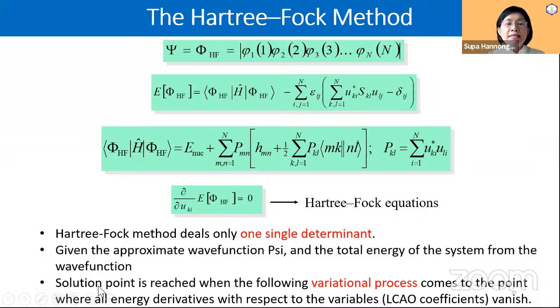But we can get a better and better wave function. This is the solution point that we can consider, yeah, and the variation process can be helpful to find a better and better wave function. When you get a better wave function, you will get a better energy. Okay, this is the solving of the Schrödinger equation based on the Hartree-Fock equation.